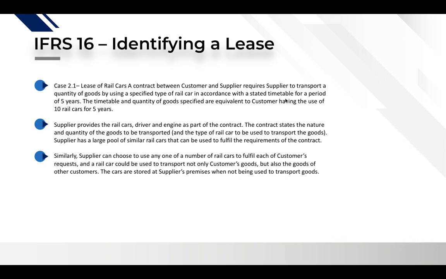If you look into two of the points specifically, one is that supplier has a large pool of rail cars that can be used to fulfill the requirement. So supplier has a large pool of rail cars, that's one. And the second is supplier can choose to use any one of a number of rail cars to fulfill customer requests. So in short, the supplier has the right of substitution of an asset.